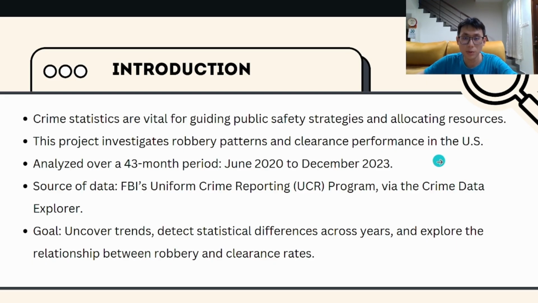Crime statistics are essential for shaping public safety strategies and allocating law enforcement resources. In this project, we investigate robbery patterns and trends in the United States. We analyzed data over a 43-month period from June 2020 to December 2023, using reports from the FBI Uniform Crime Reporting Program accessed through the Crime Data Explorer. Our goal was to uncover trends in robbery incidents, detect statistical differences across years, and explore the relationship between the robbery count and the occurrence rate.